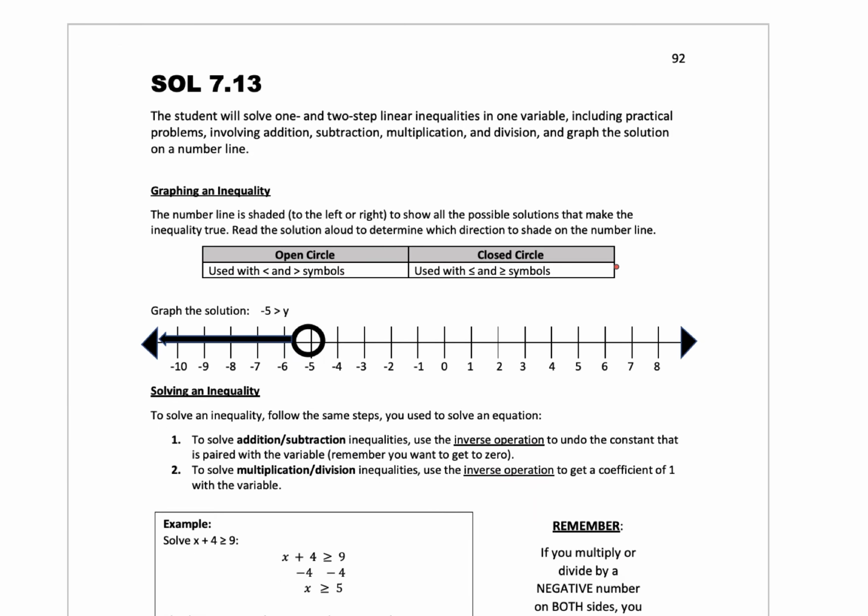Our last SOL to review is SOL 7.13, and it tells you that the student will solve 1- and 2-step linear equations in one variable, including practical problems involving addition, subtraction, multiplication, and division, as well as graphing the solution on a number line. So this is on page 92 of our workbook.